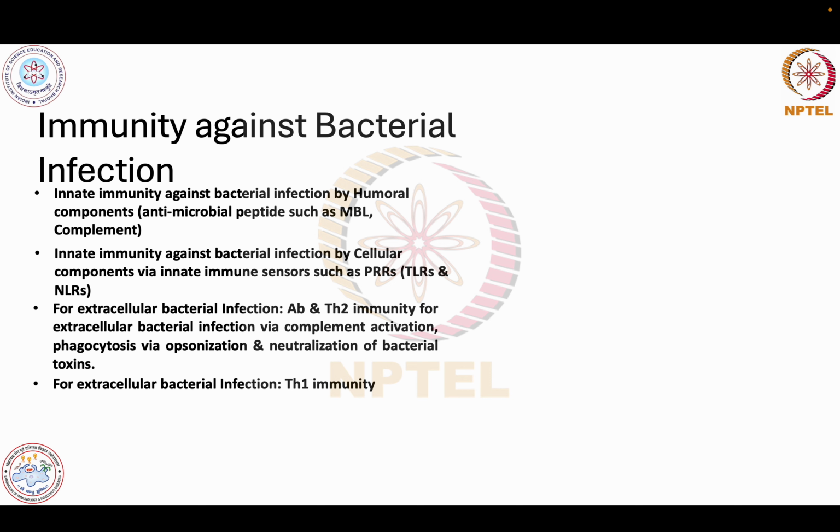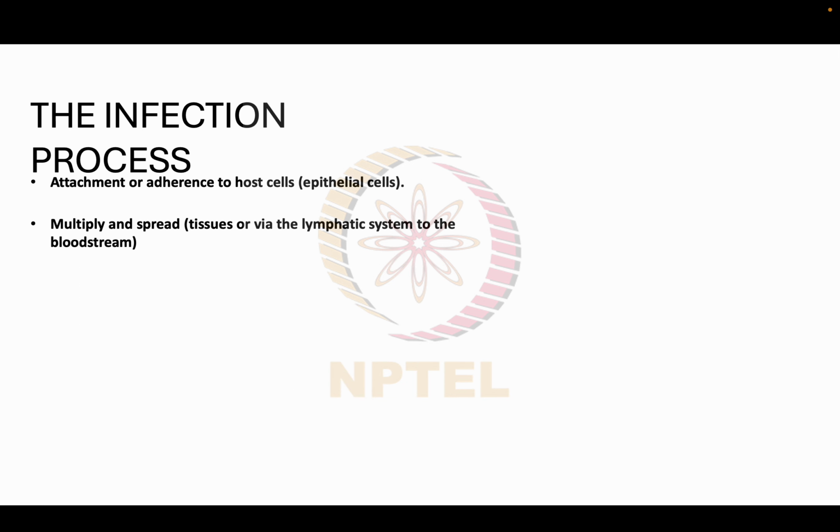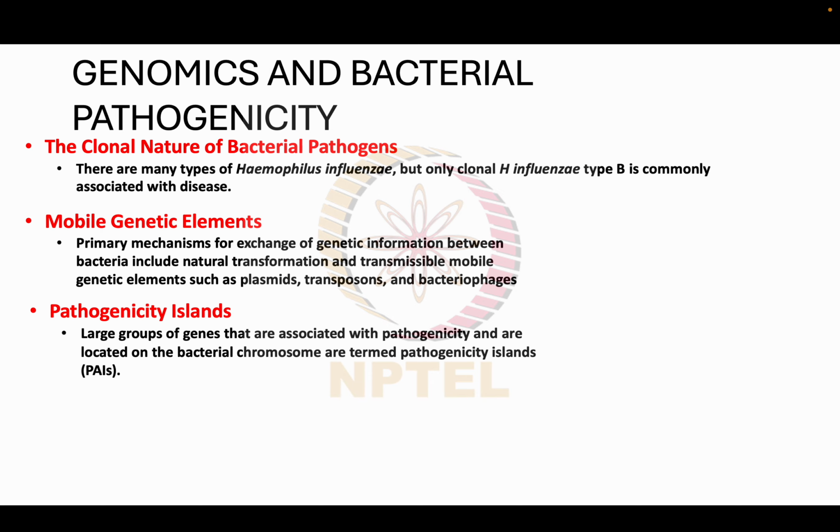Immunity against bacterial infection. Innate immunity against bacterial infection by humoral components. Innate immunity against bacterial infection by cellular components. For extracellular bacterial infection, antibody and Th2 immunity act via complement activation. The infection process: attachment or adherence to host cells, that is epithelial cells, then multiply and spread to tissues or via the lymphatic system.